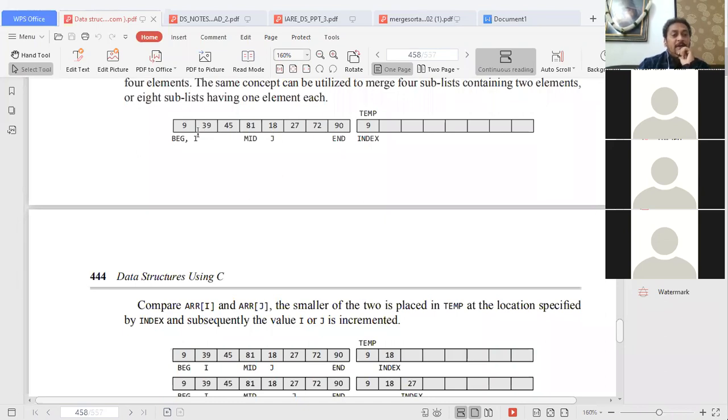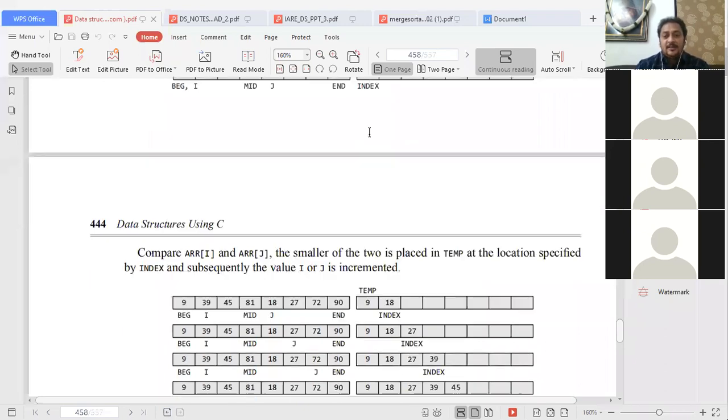Now what is, is I less than J? Is I less than J? Yes, sir. I is less than J. So the smallest element is supposed to be moved to the new array. Is this clear, all the other students? Clear, sir. Okay.